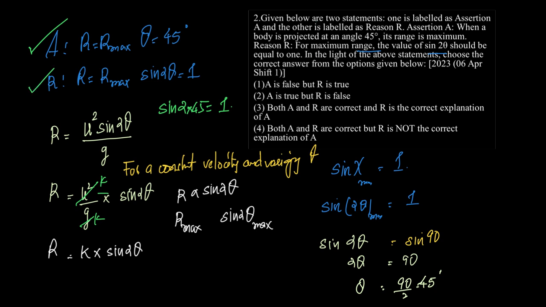Now let us go through the options. We have both assertion and reason are correct, and reason is the correct explanation of assertion, because when sine 2 theta is equal to 1, the maximum value of sine 2 theta is taken, and therefore r becomes equal to r max, which means the correct option is option 3.